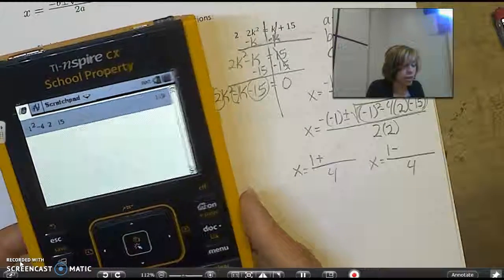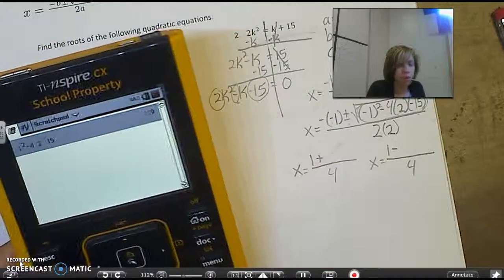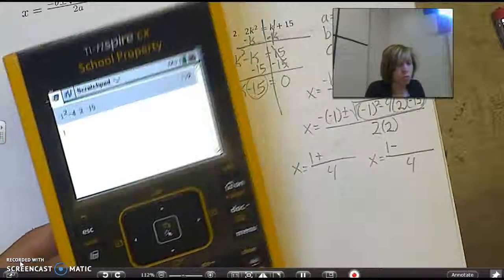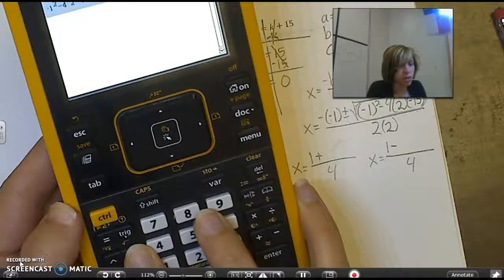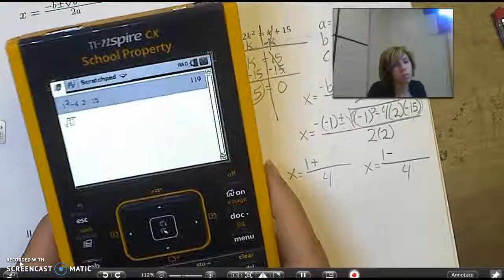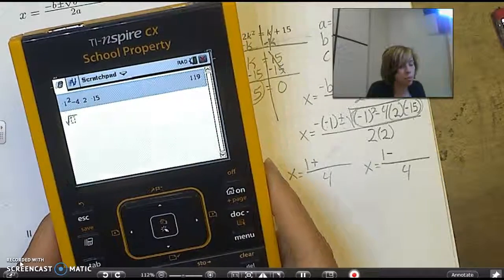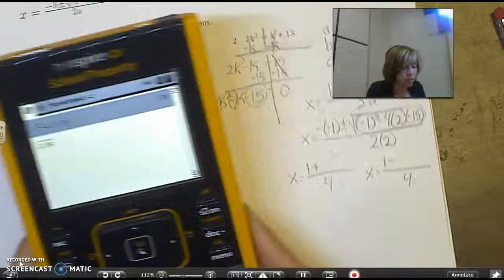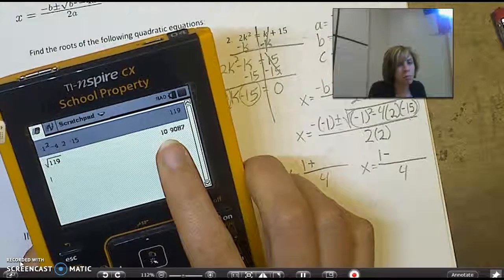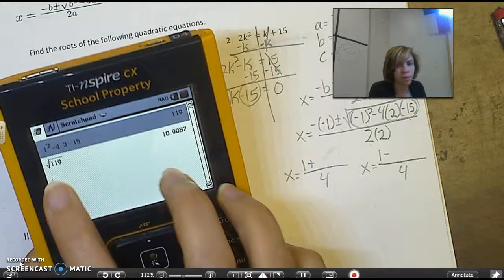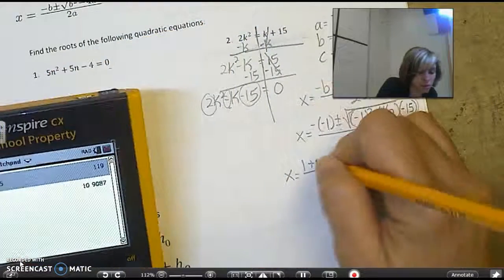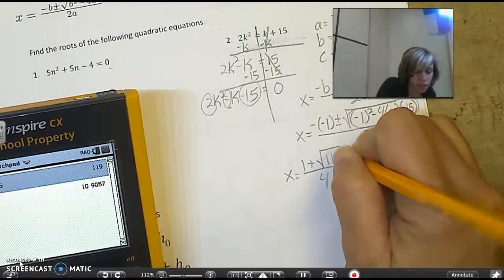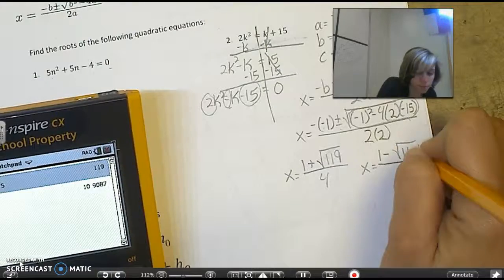So now we're going to actually put that under the radical. So we'll take Control and then hit that square root button right there. So Control square root button, and I'll put 119 under that. Okay, so this is not a whole number. That means that we're just going to leave it like this in the radical. So we're going to put square root of 119 and square root of 119.